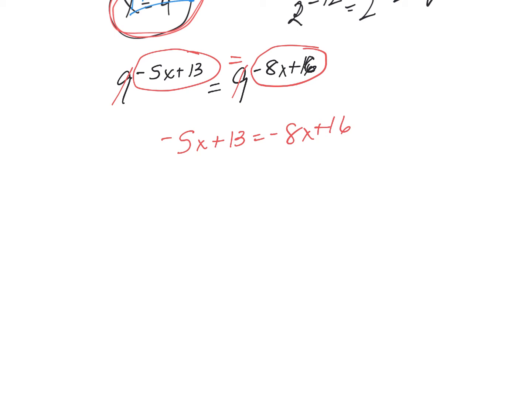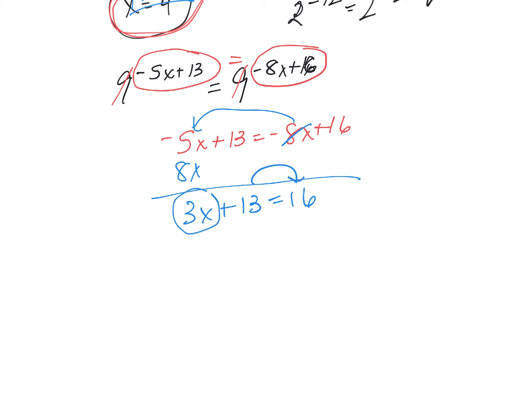I'm going to combine like terms, so it doesn't matter if I bring the 5x over to the negative 8x or the 8x over. I'm going to bring the 8x over. And I have 3x plus 13 equals 16. Now I'm going to get x by itself, right? So I'm going to move the 13 over. That means I have to subtract it because I have to get rid of it.